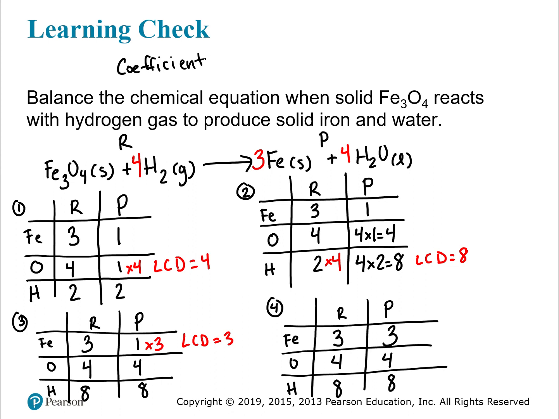The coefficients for this would be 1, 4, 3, and 4. So keep that in mind. We don't have a coefficient in front of this solid iron compound. But if you were doing a homework question or a quiz or anything like that, the coefficient is 1.